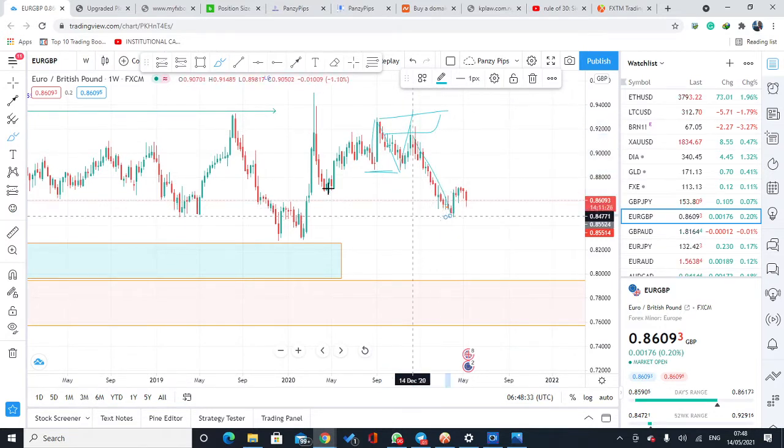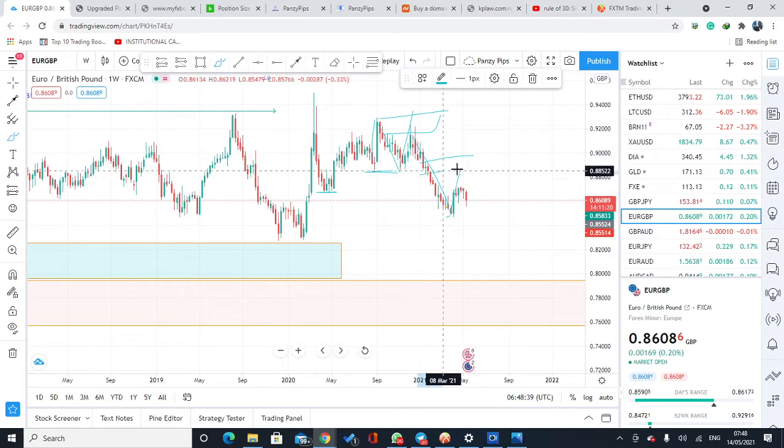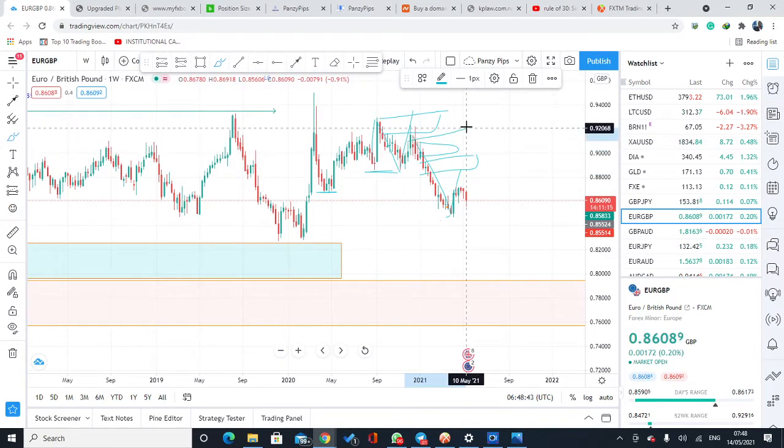Having come here, it has taken out another level, another break of structure. Expect the market to pull back to about this level here, this other block here, or maybe even lower to this one here, or maybe even to the very first one here. Market should come back to one of those levels.